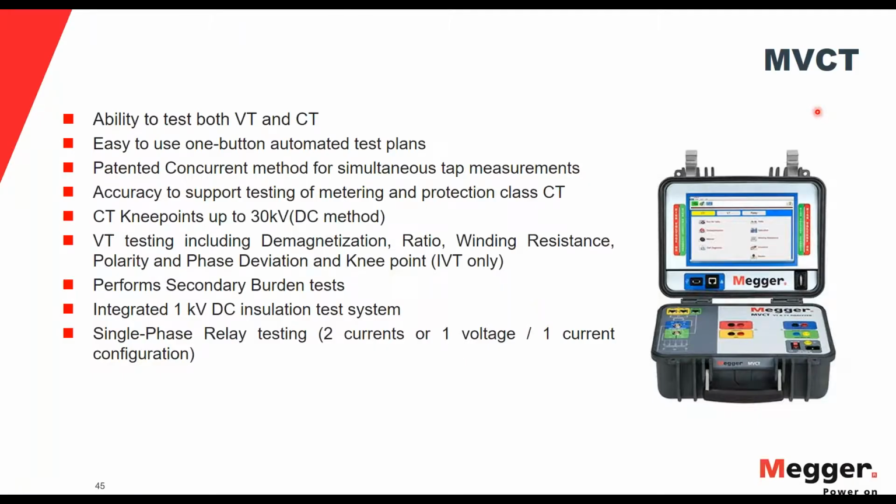Starting with the MVCT, the device called MVCT, meaning megger voltage and current transformer tester. It has the ability to test both the VT and the CT. For today's session, we are mainly focusing on the CT only. It has an easy-to-use one-button automated test plan.